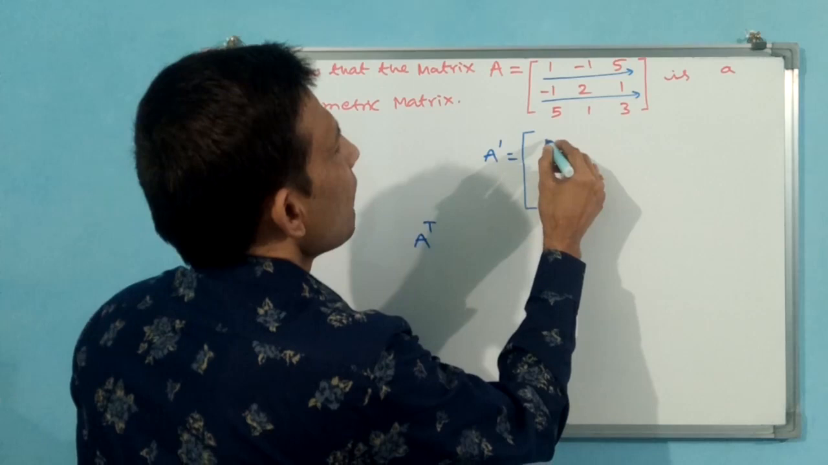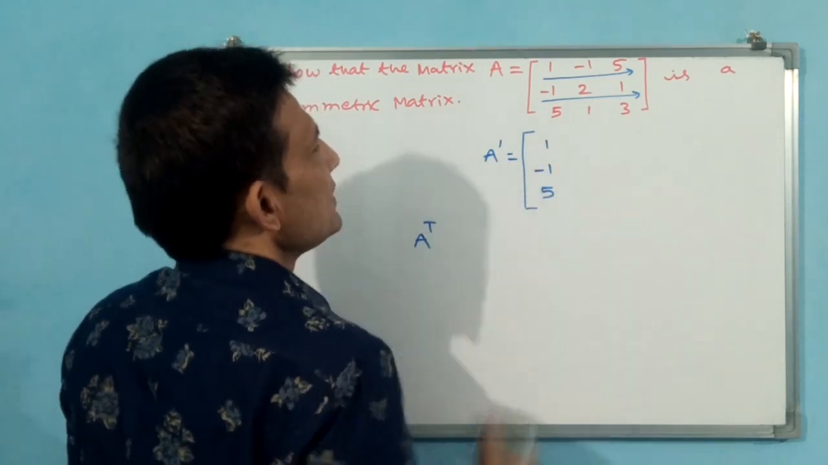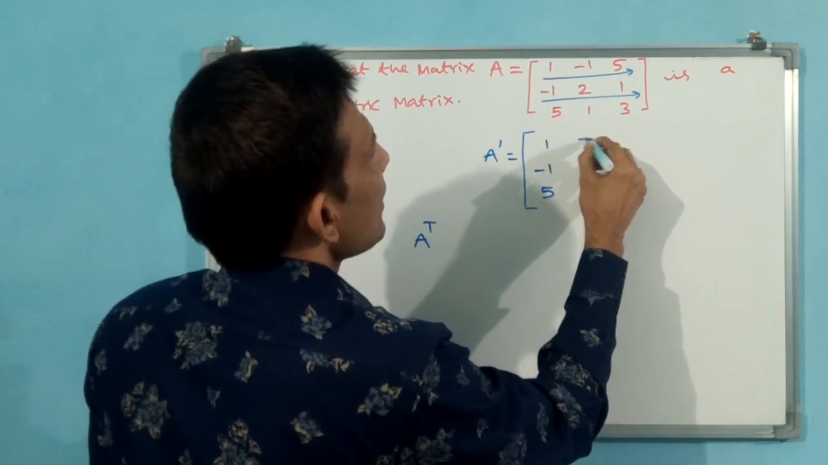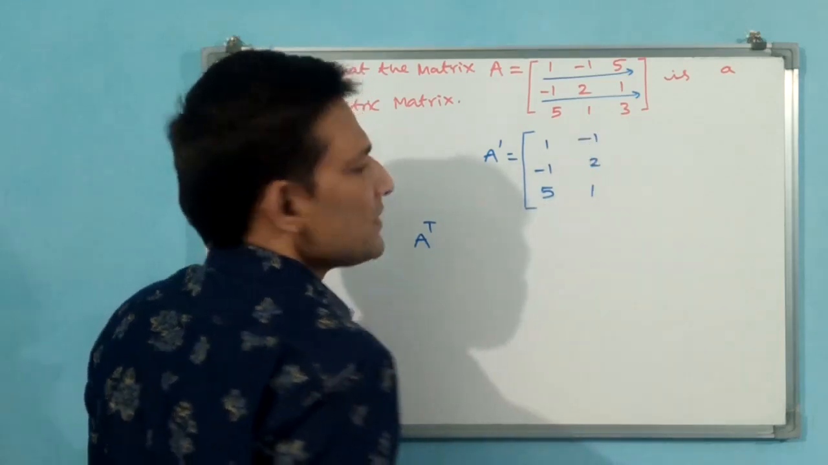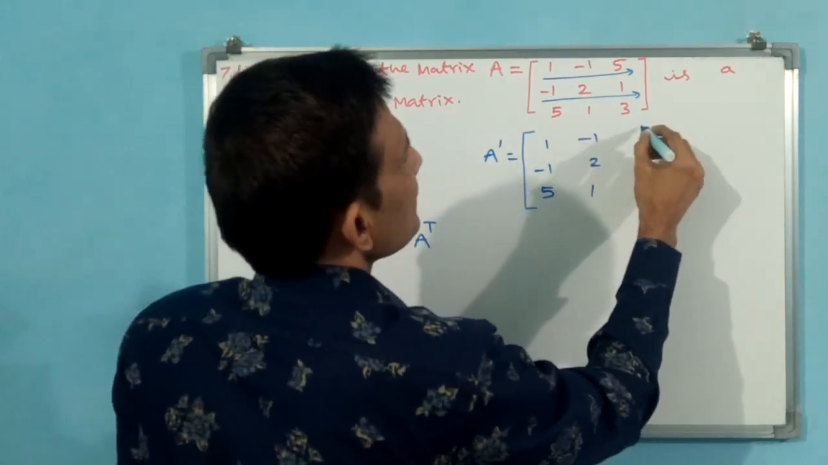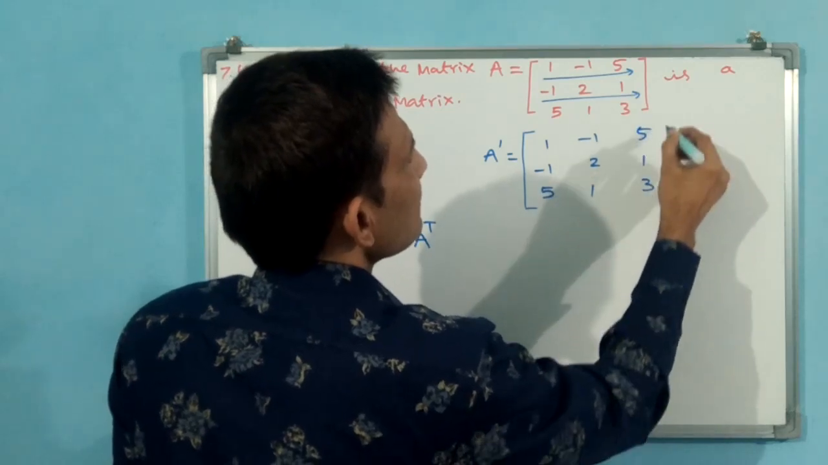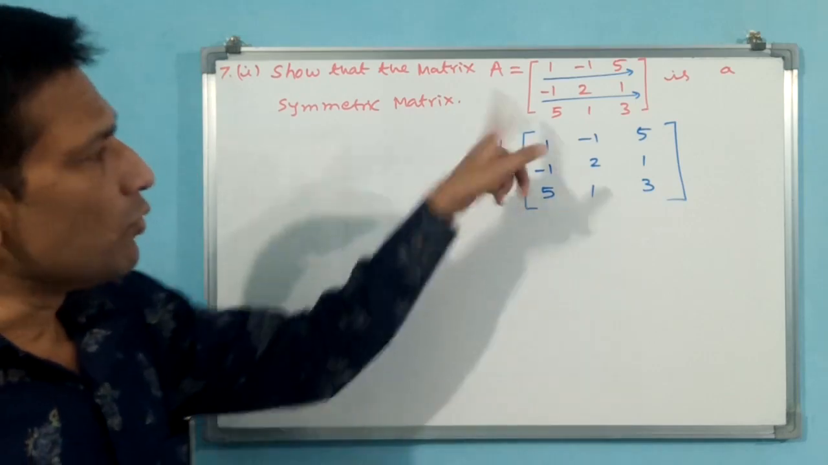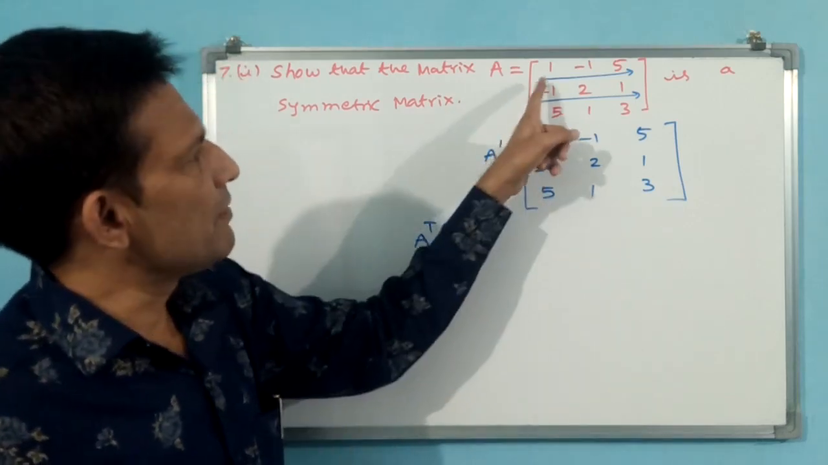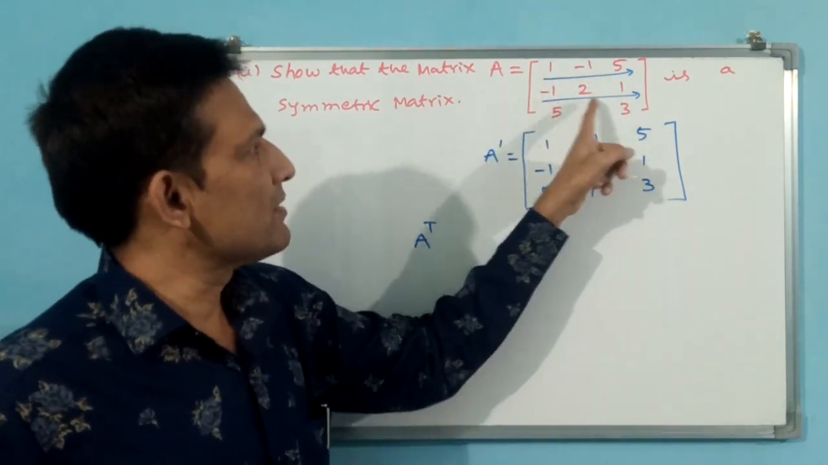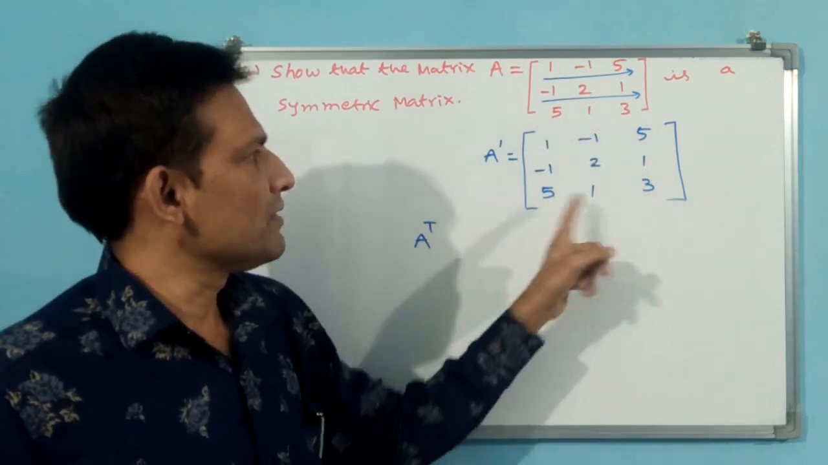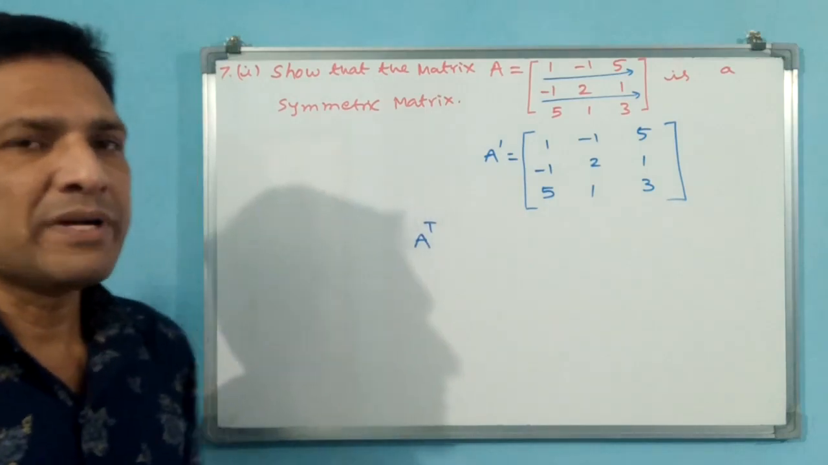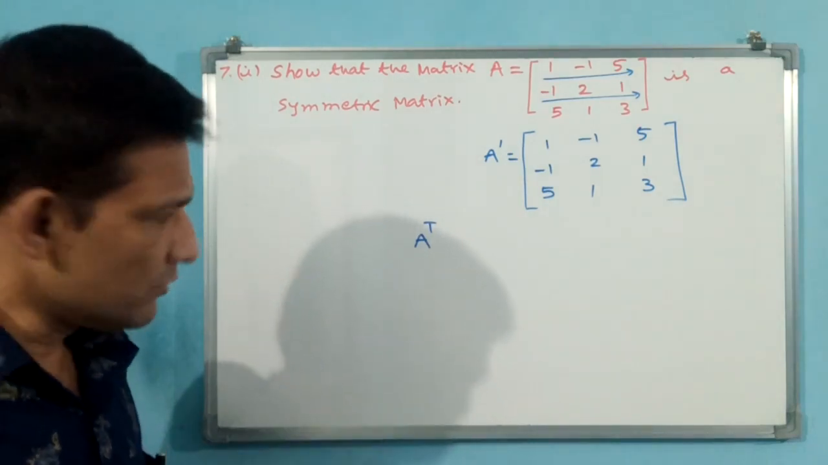1 -1 5, this will be the first column. The first row has become the first column. Second column: -1 2 1. Then the third row becomes the third column. Now you see both are the same. Why? Because 1 -1 5 and 1 -1 5, -1 2 1 and -1 2 1, 5 1 3 and 5 1 3. You took rows, but after arranging them in columns also, the same matrix comes.